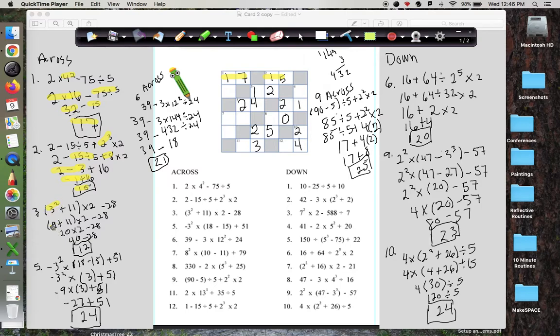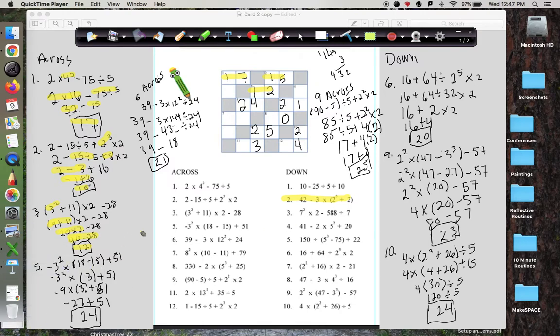Inside these parentheses, I'm going to do this first. I see that 3 squared, that's 9. Then I do 9 plus 11, and I get 20. Next, I do 20 times 2, and I get 40. And then finally, 40 minus 28 is 12. So that's where that is. And you don't have to do 2 down. 2 down has been done for you. If you're doing this correctly, the answer is 12.